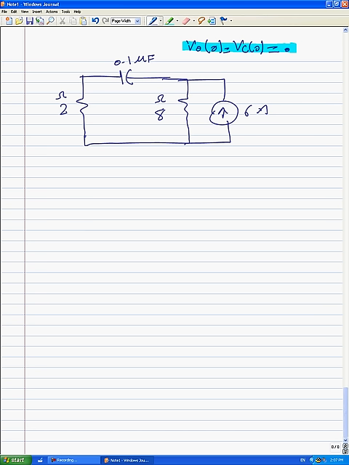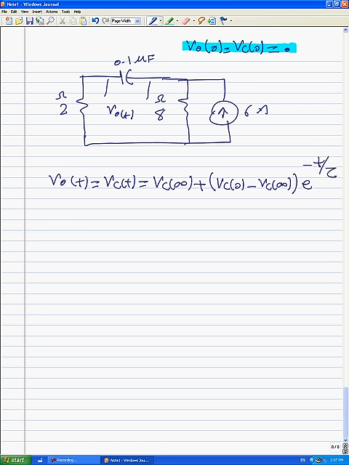In order to find out output voltage here, again, we can use the regular equation for capacitor. We have this equation: Vc in infinity plus Vc in 0 minus Vc in infinity times this part. Okay, we should find out output voltage in infinity in this circuit.